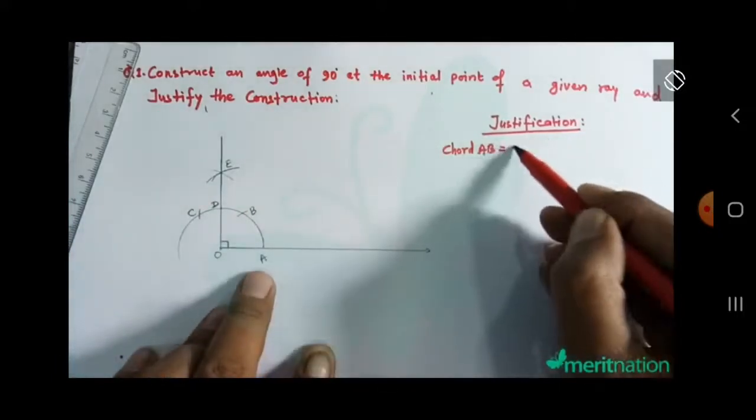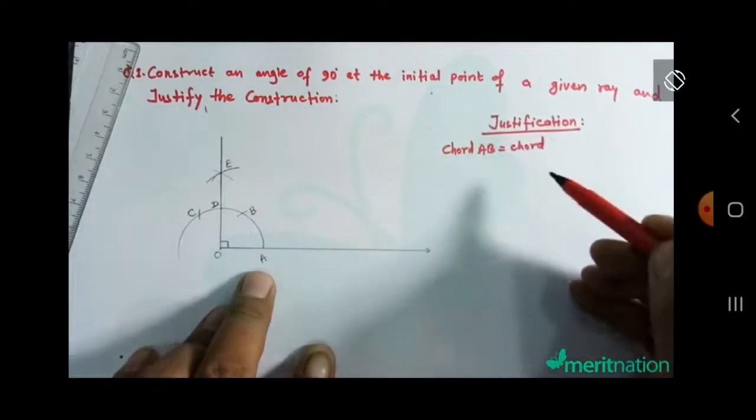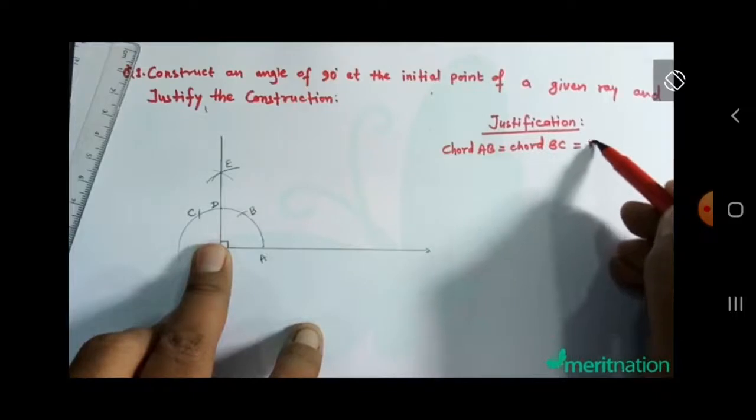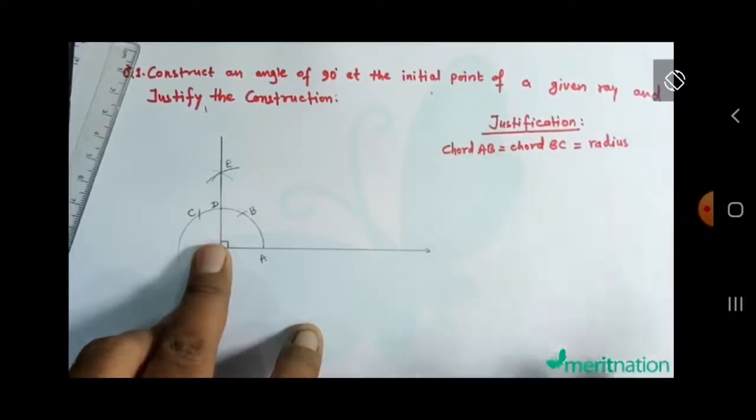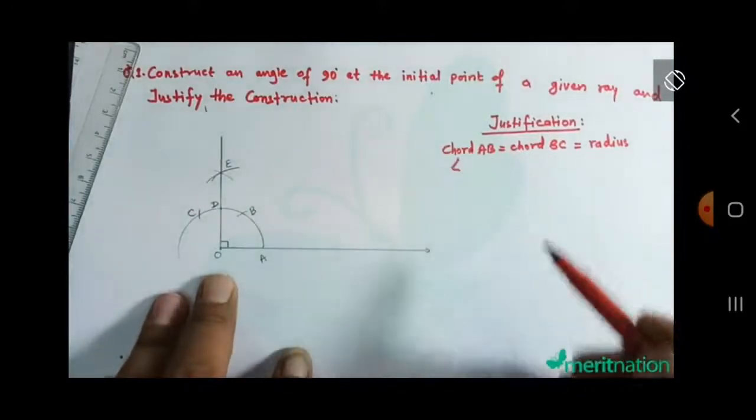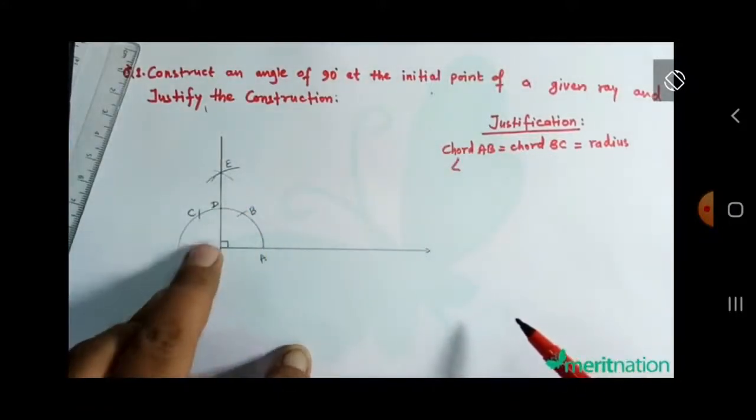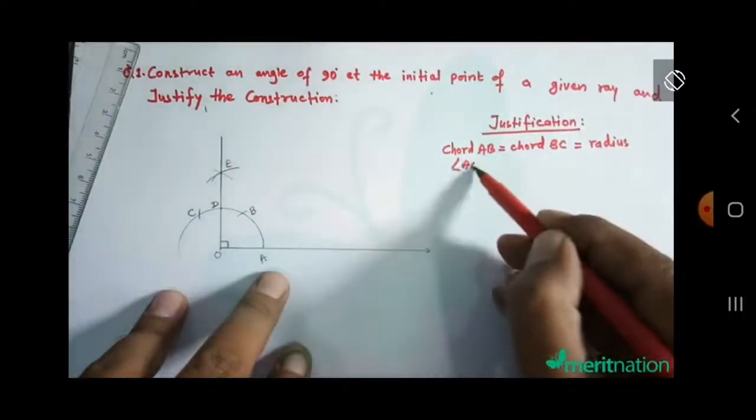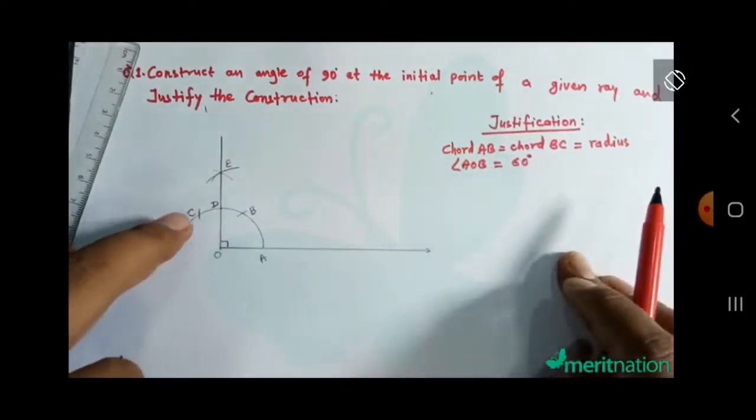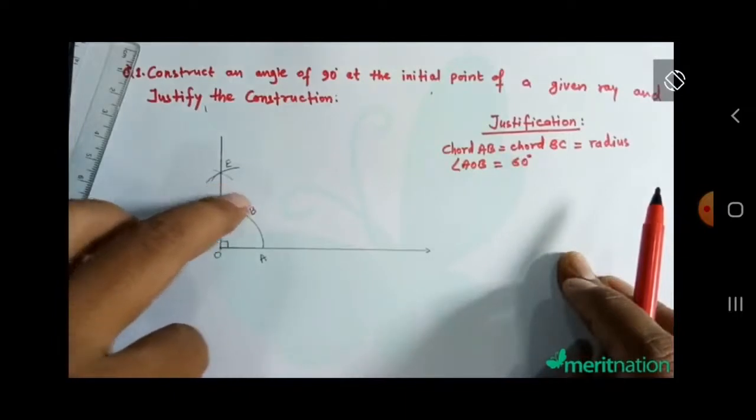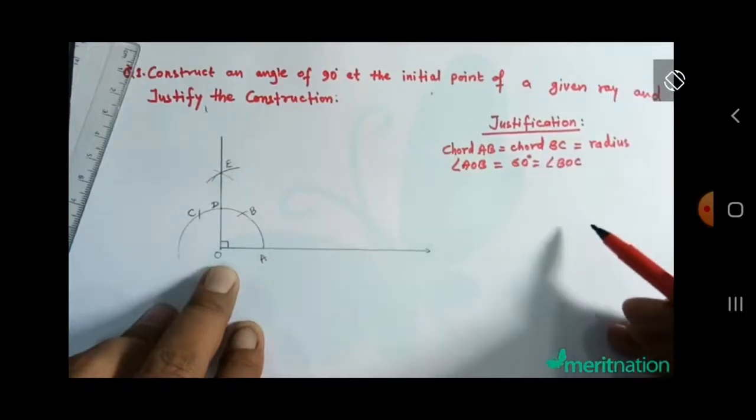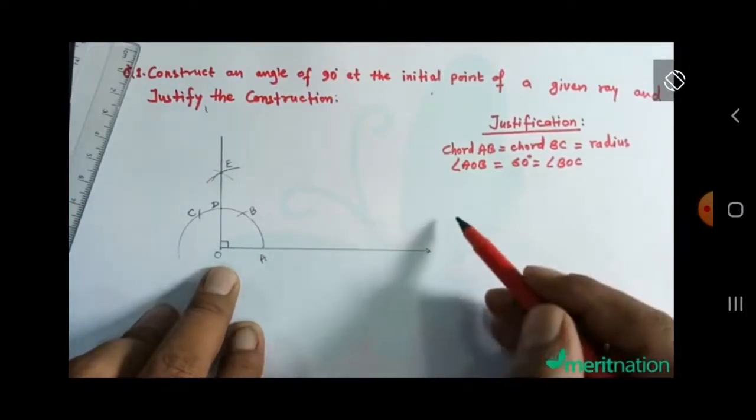That is equal to the chord BC, and both are equal to the radius. So angle between A and B, angle AOB, is equal to 60 degree. And the same is between the points B and C. Means angle BOC is also 60 degree.